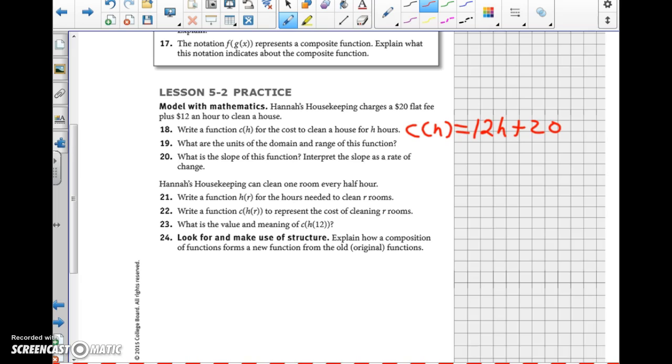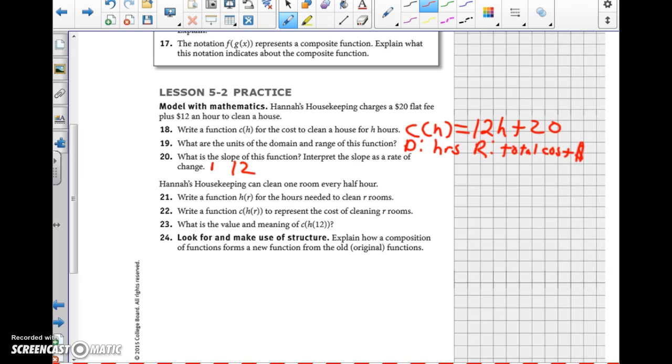All right, so the domain, I'm going to put D for domain. The domain would be the hours, or number of hours. And the range would be, yeah, total cost in dollars, right? Very good, that's right. Be in dollars. That's the units.